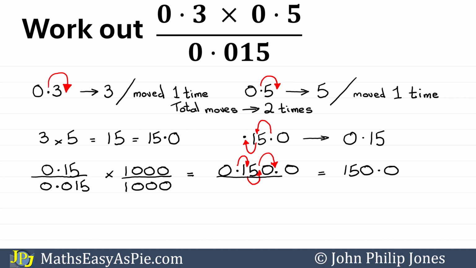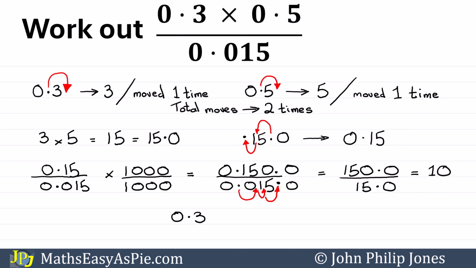We can now turn our attention to the number on the bottom, and we can see we move the decimal point once, twice, 3 times. We can see that this gives us 15 on the bottom, and of course 150 divided by 15 is equal to 10.